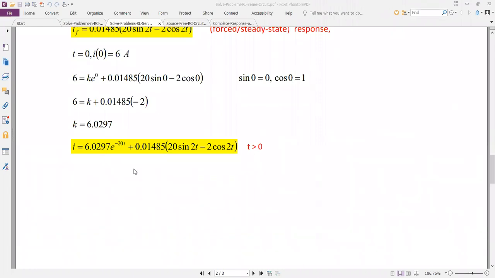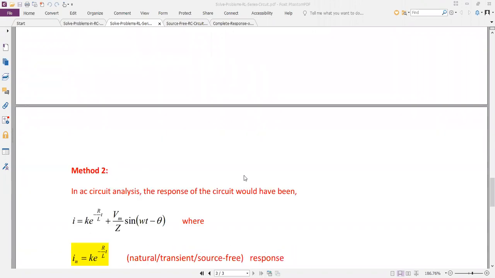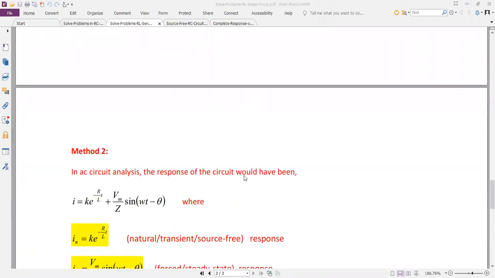Okay, this is for the RL circuit. So you see this at time greater than 0. Another method, just like the one that I have shown to you in the RC circuit, is the equation that is already ready-made and doesn't have any DE appearing on it.